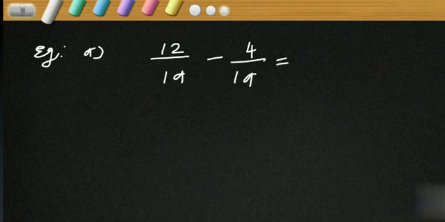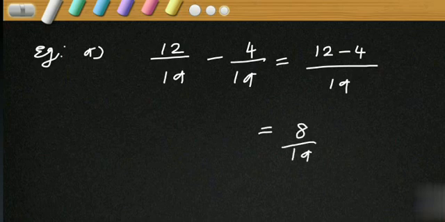So what has to be done? Just subtract the numerators. 12 minus 4. 12 and 4 are the numerators. So 12 minus 4 and keep the denominator as it is. So what would be the answer? 12 minus 4 is what? Yes, 8. 8 by 19 is the answer.